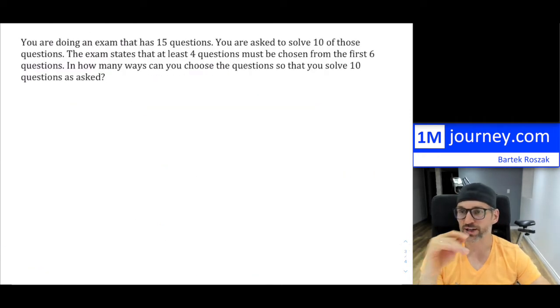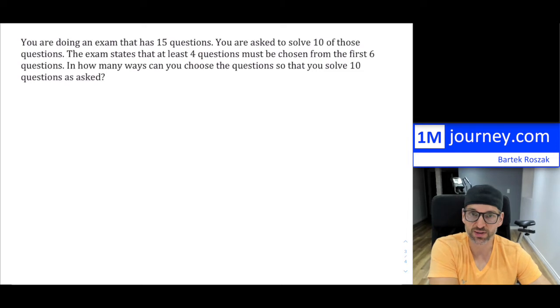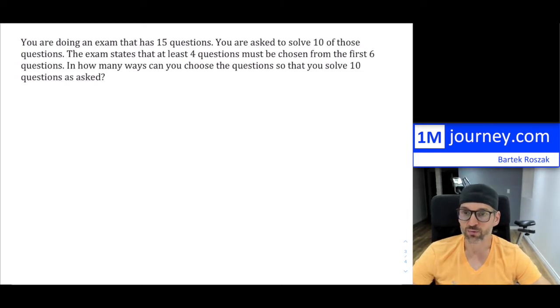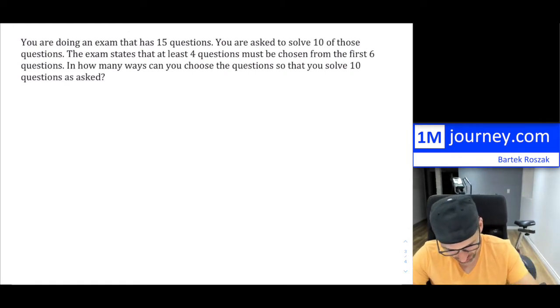All right, so here's another nice example. This has to do with, I guess, combinations. So you are doing an exam that has 15 questions. You are asked to solve 10 of those questions. So I guess 10 out of 15. The exam states that at least 4 questions must be chosen from the first 6. And in how many ways can you choose the questions so that you solve 10 questions as asked? Okay, so we have a restriction.